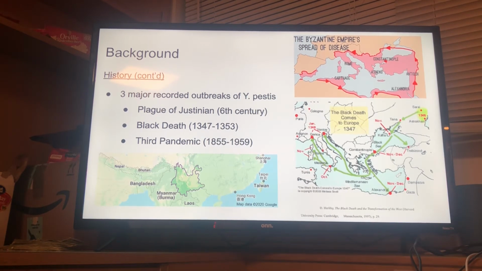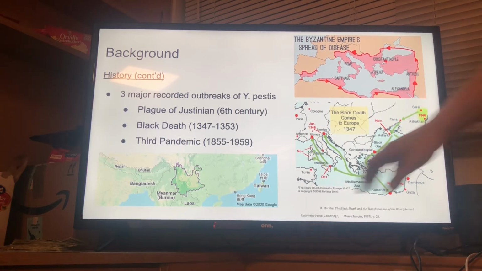Some more history. The three major recorded outbreaks of Yersinia pestis are the plague of Justinian in the 6th century, the Black Death from 1347 to 1353, and the third pandemic from 1855 to 1959. As we can see here, the spread of each of the diseases. Up here for the Black Death, this is by Bulgaria. It really came from Sarai and that region, and then swept west, and that's how it killed over 25 million people in the span of less than a decade.